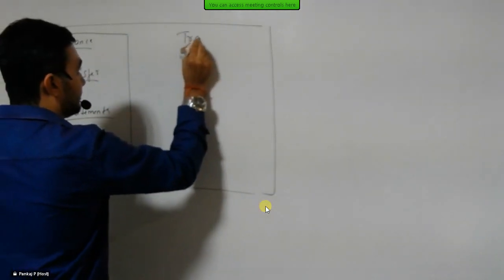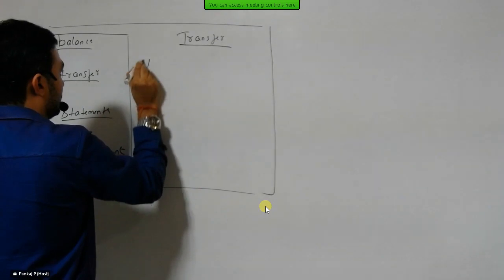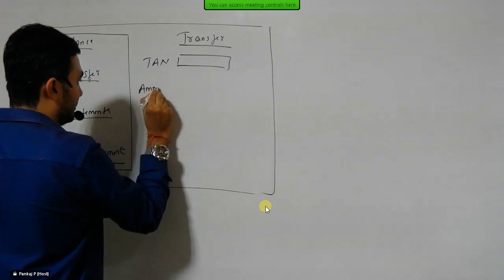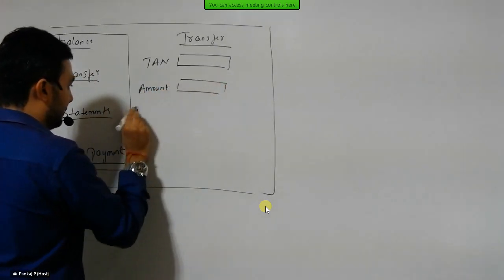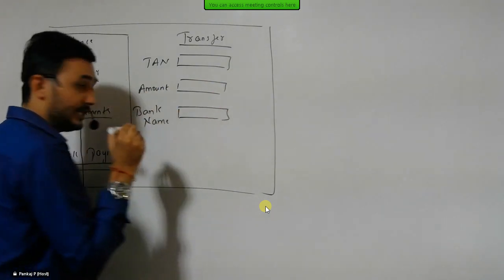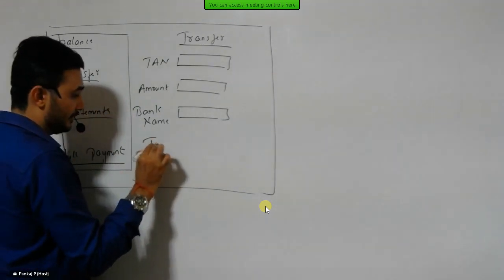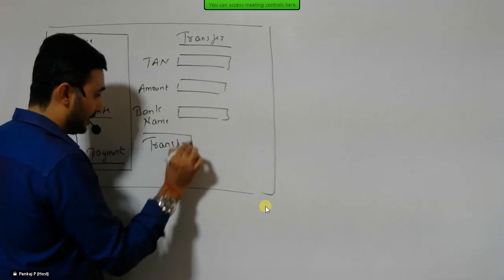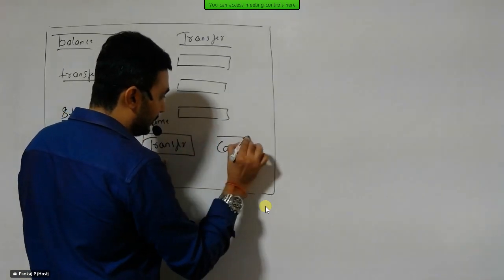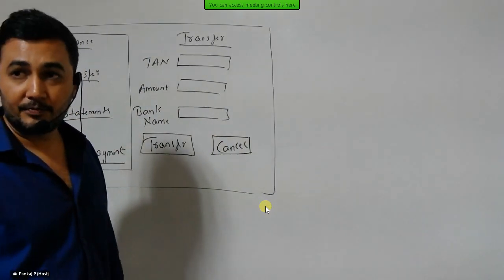Now you see here transfer. Now I'm going to write here, let's say, to account number, amount, and bank name. Who developed this? The developer. Now what kind of testing do I need to do here? I need to do integration testing. So the developer has developed it. Now we need to check its quality. So we are going to check the transfer and cancel feature. Is it clear now?